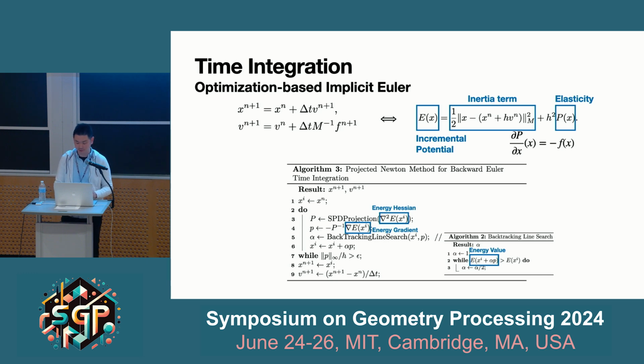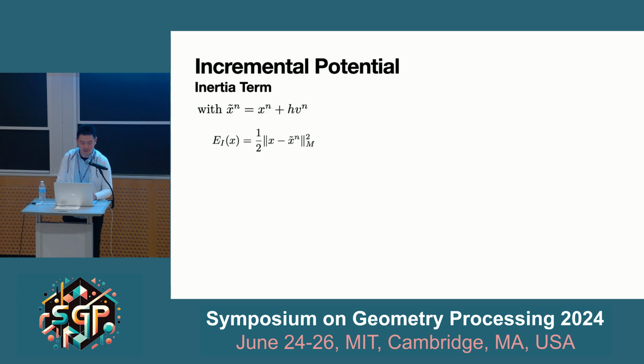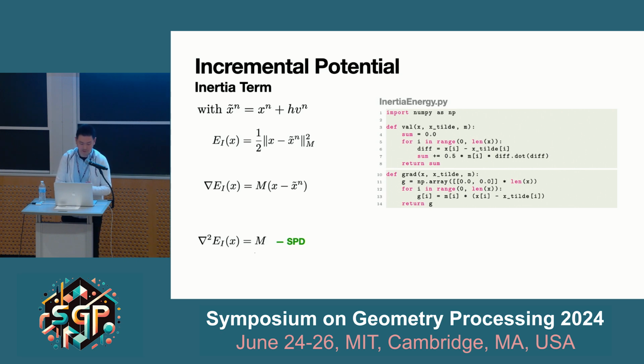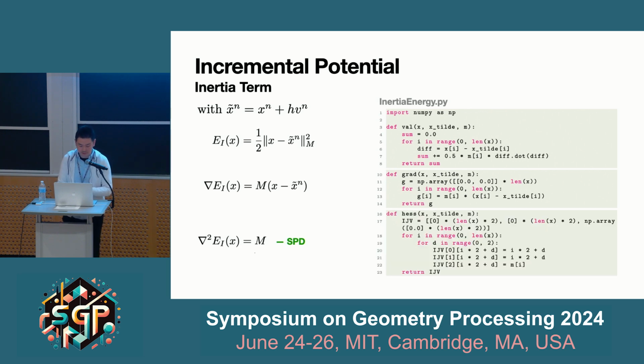So we can look at the energy terms one by one. For the inertia term, it's a simple quadratic energy, so it will be easy to calculate its gradient and Hessian. And note that the mass matrix is already SPD because it's a diagonal matrix with positive diagonal entries. Calculating this energy value is straightforward. We just loop over the vertices and follow the expressions to calculate per-vertex energy and then sum them up. Similarly for the gradient, we need to create a stacked vector and store the gradient to the corresponding entries. And for the Hessian, we use a sparse matrix data structure to fill in the diagonal entries, and we also loop over the vertices.